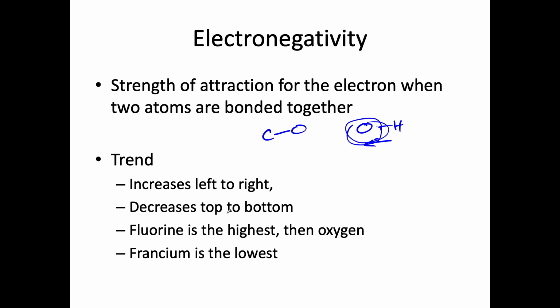It increases from left to right, and decreases from top to bottom. Fluorine is the highest, then oxygen. Francium is the lowest. So we got this trend. And this is probably one of the most important trends that we look at. I always used this when I was working in research to figure out what's happening with my experiment. So electronegativity is a big one that you need to remember.